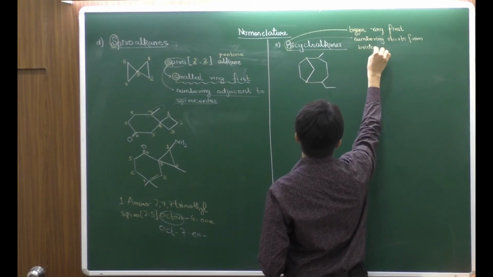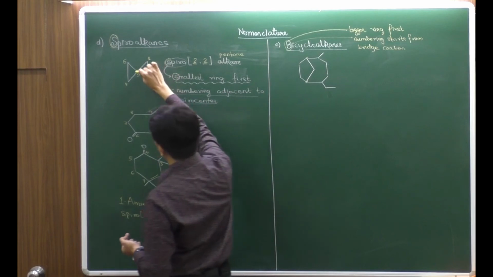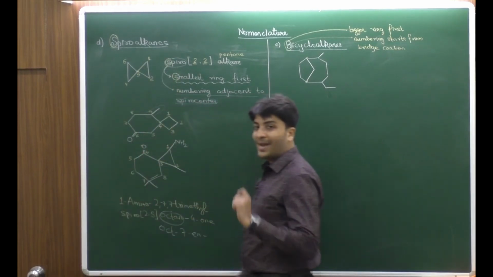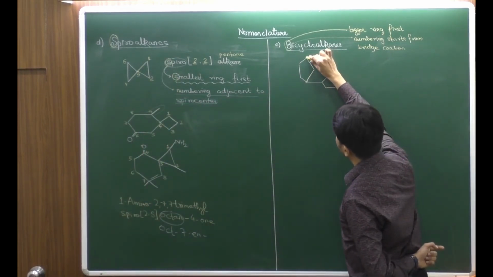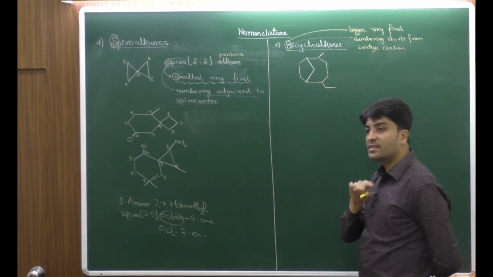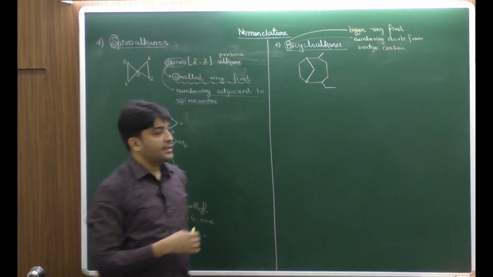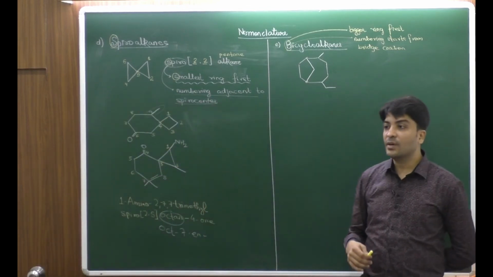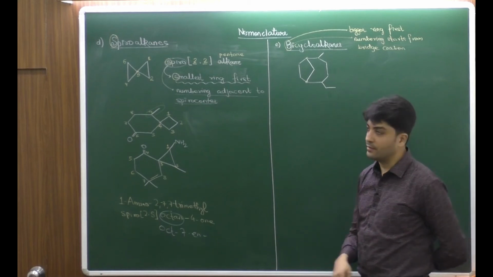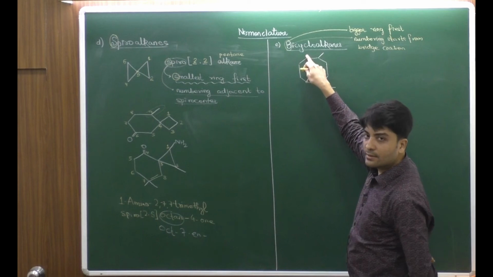From the bridge carbon. Now there it was adjacent to the spirocenter, but in bicyclo this carbon which is joining the two rings is called the bridge carbon. Numbering will start from the bridge carbon. Now which end, that will be decided with respect to the substituents or the functional groups which are present. I can either give a number 1 here or a number 1 here.